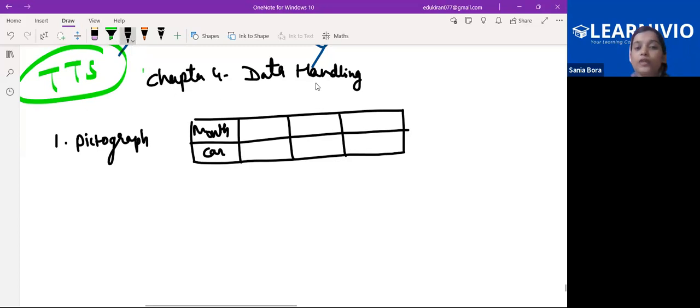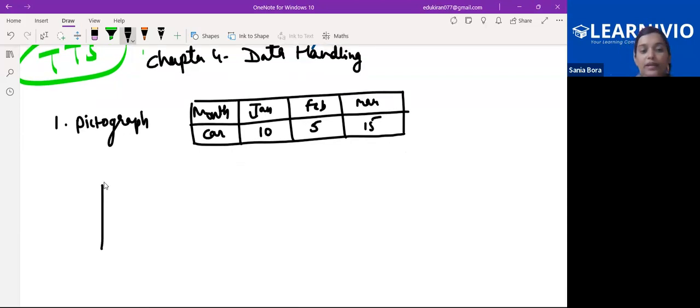Okay. So now in data handling, the first concept which we are doing is pictograph. Pictograph is basically through the pictures you are representing the data. For example, I gave you the months January, February, and March. Over here, 10 cars were sold. Over here, 5 cars were sold, and over here, 15 cars were sold. You have to represent this with the help of pictures.